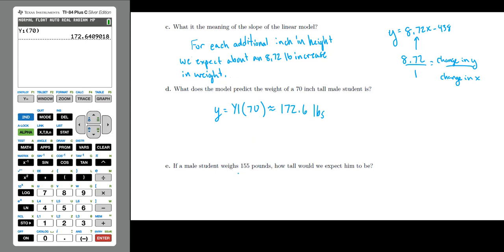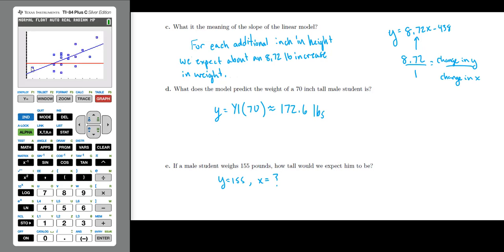And then part E says if a male student weighs 155 pounds, how tall would we expect him to be? Okay, so now they're telling me that y is 155. So what is x? To do this, we can use our graph. So if you go to your y equals menu, and in y2, go ahead and put 155 as the y value. And then if I go to the graph, you'll see the original equation and 155.